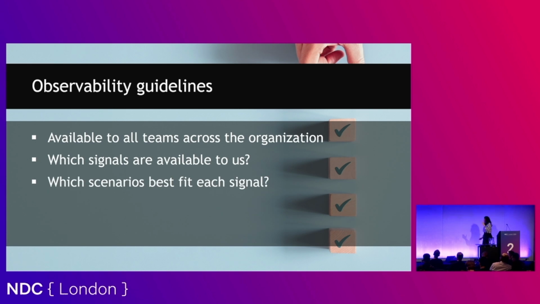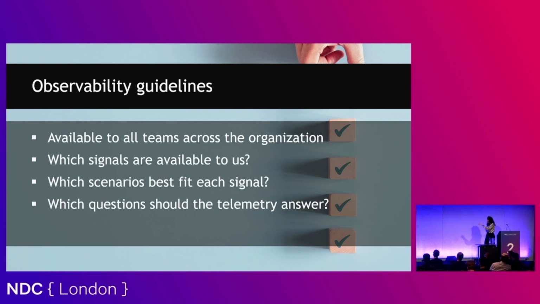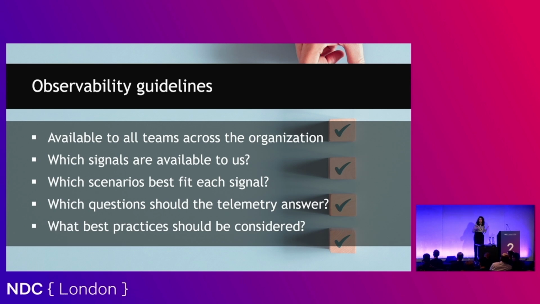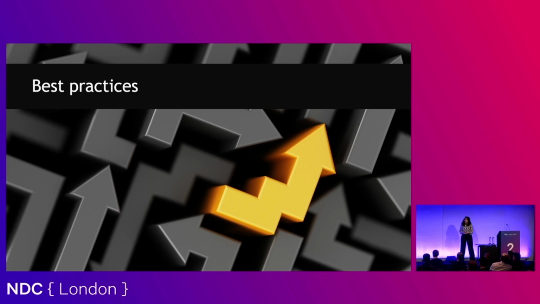Also, if this is sort of a new topic in your organization, have some guidelines on which scenarios best fit each signal in your specific context. What do you expect to see? And also the questions that the telemetry should answer that we just looked at. And then finally, also some of the best practices that they should consider when they're creating application-specific telemetry. Now, when it comes to best practices, there's like whole books written on the subject. And I have a bunch of those in the resources at the end if you want to learn more. But what I did is made my own selection of the ones that I feel are important and I really want to share with you here today.